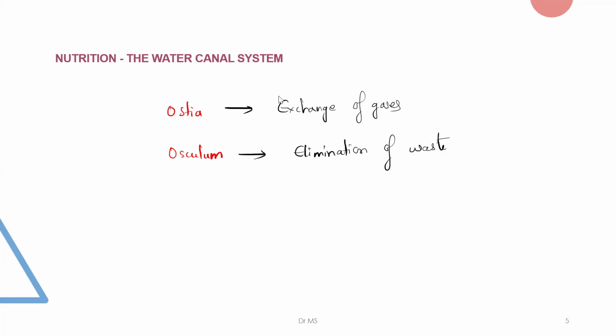Remember, in the water canal system, mainly there are two things. One is the ostia and the other one is osculum. Ostia will be helpful for exchange of gases. Osculum will be helpful for elimination of waste. Clear?